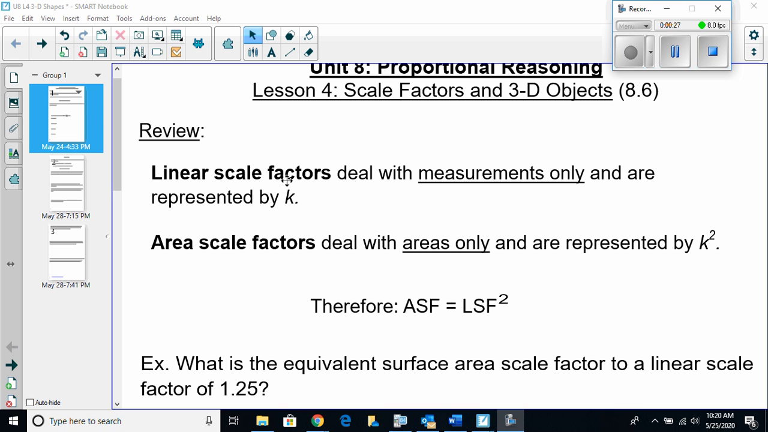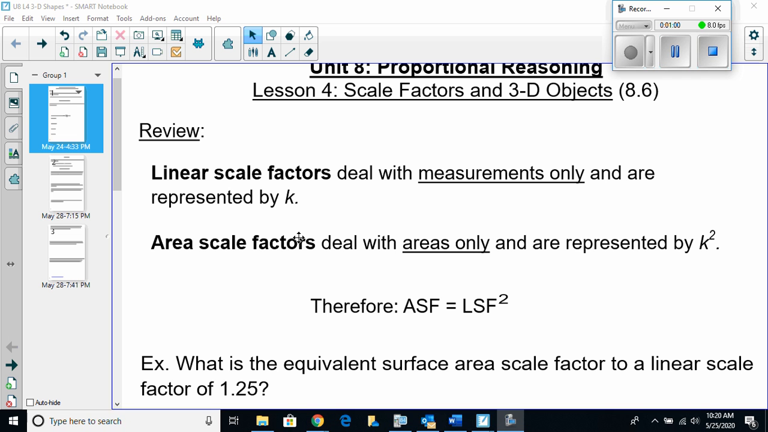So linear scale factor deals with measurements that are represented just in a line. When you have, let's suppose, the length of one line segment, and you have a scale factor of k, then it may be enlarging or reducing, doesn't really matter. If k is between 0 and 1, then it is reducing, and if it is greater than 1, then it is enlarging.